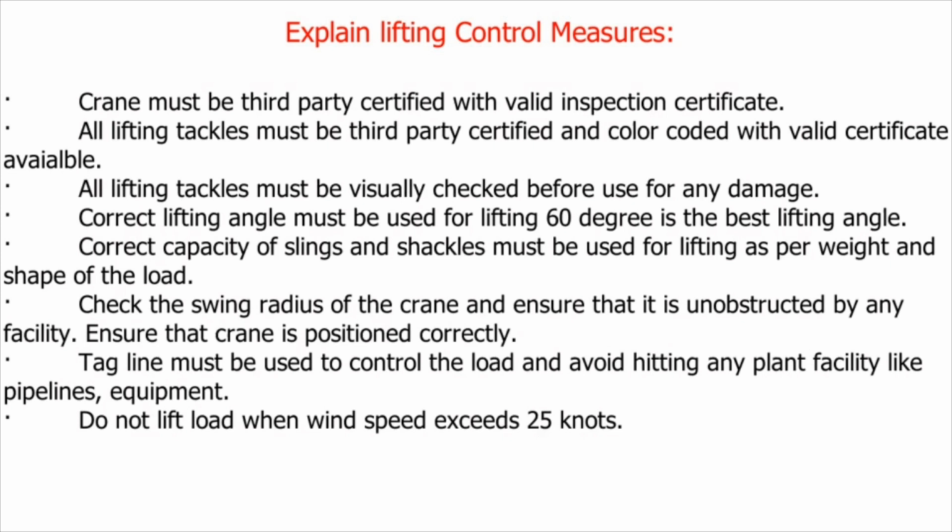Check the swing radius of the crane and ensure that it is unobstructed by any facility. Ensure that the crane is positioned correctly. Tag line must be used to control the load and avoid hitting any plant facility like pipelines, equipment. Do not lift load when wind speed exceeds 25 knots.